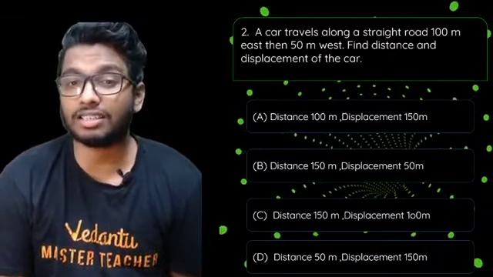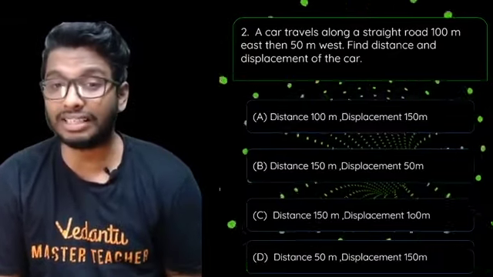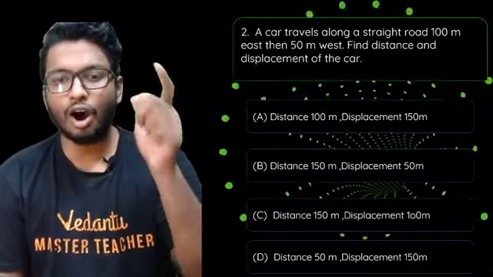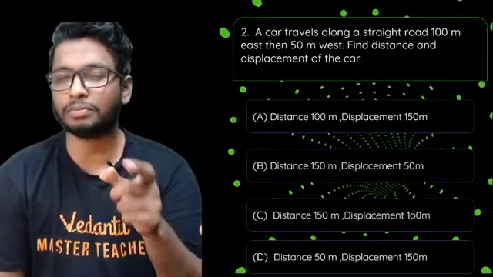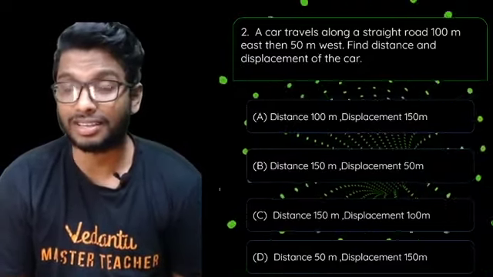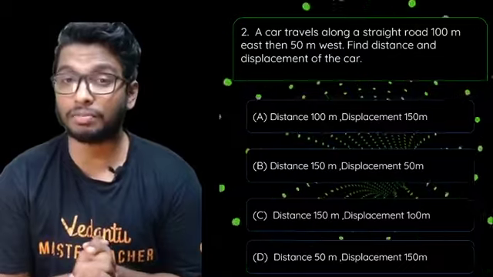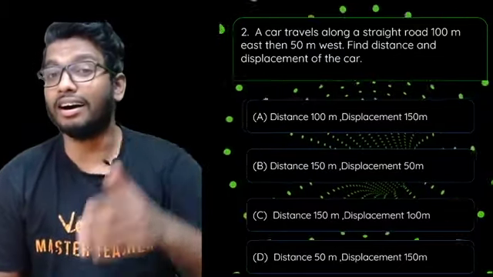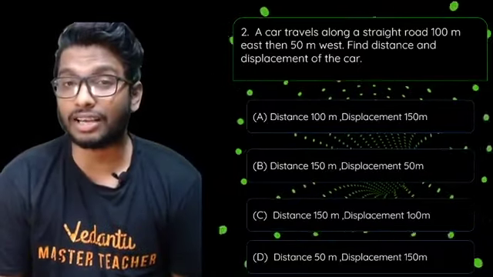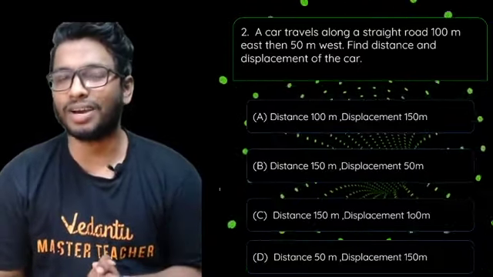Option A is distance is 100 meters and the displacement is 150 meters. Option B is distance is 150 meters and the displacement is 50 meters. Option C, distance 150 meters, displacement is 100 meters. Option D, distance is 50 meters and the displacement is 150 meters. So you're supposed to find out the distance as well as displacement. The car moves 100 meters east and then another 50 meters west.